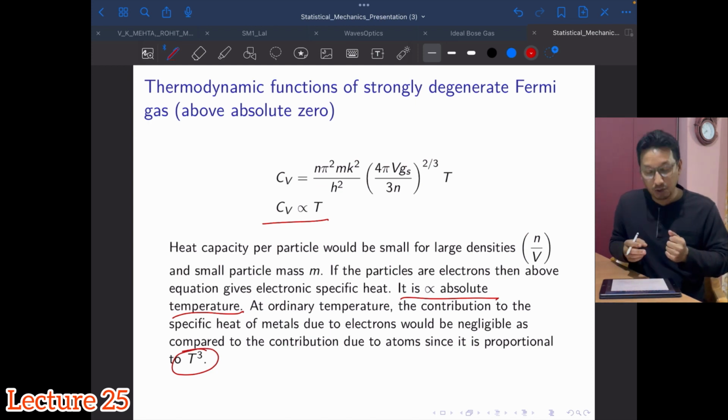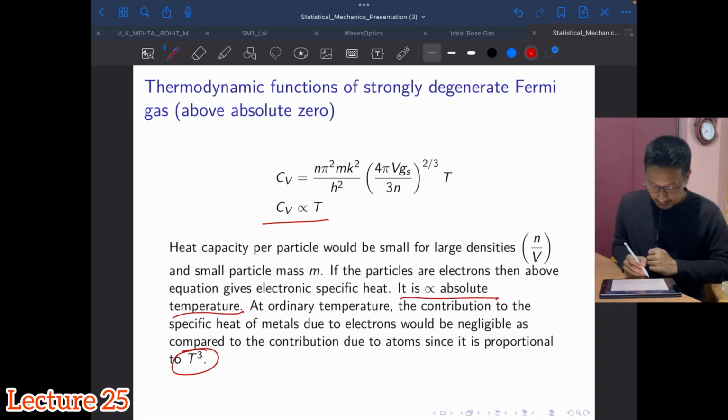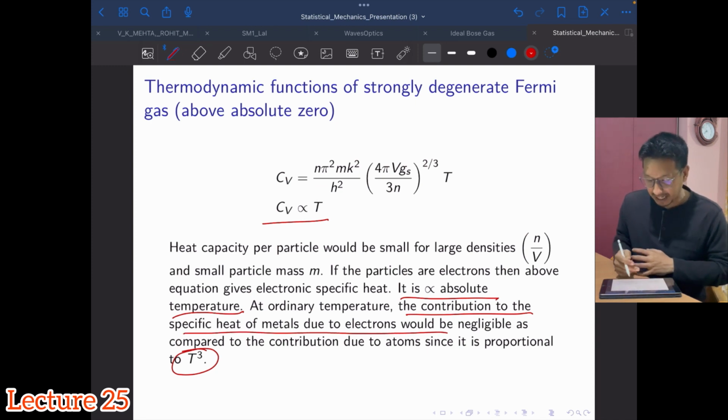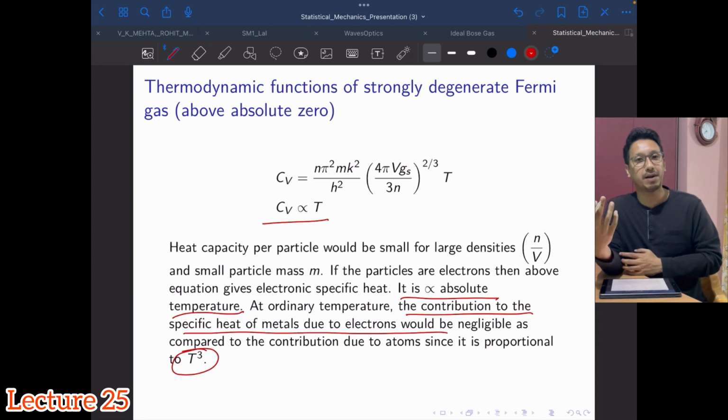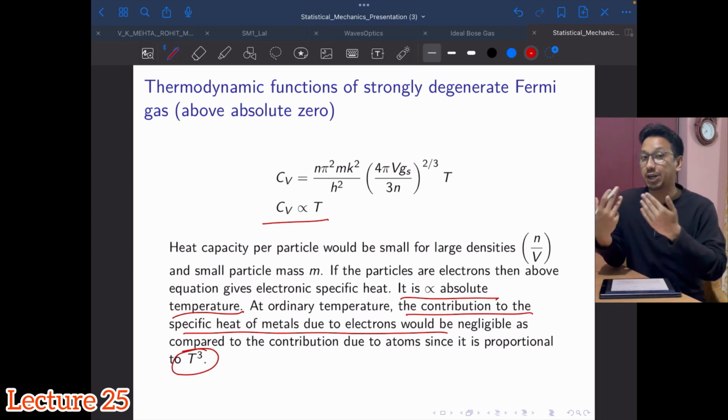So here, the contribution from electrons goes proportional to T. So the contribution will be much smaller from the electrons in a metal. That's why at ordinary temperature the contribution to the specific heat of the metal due to electrons would be negligible compared to the atoms, isn't it? Because the atomic specific heat varies like T to the power cube.